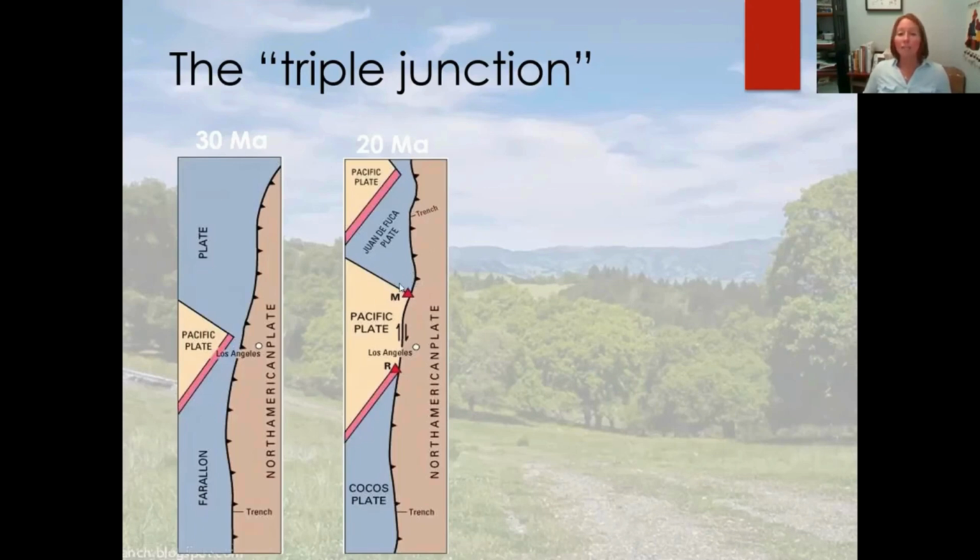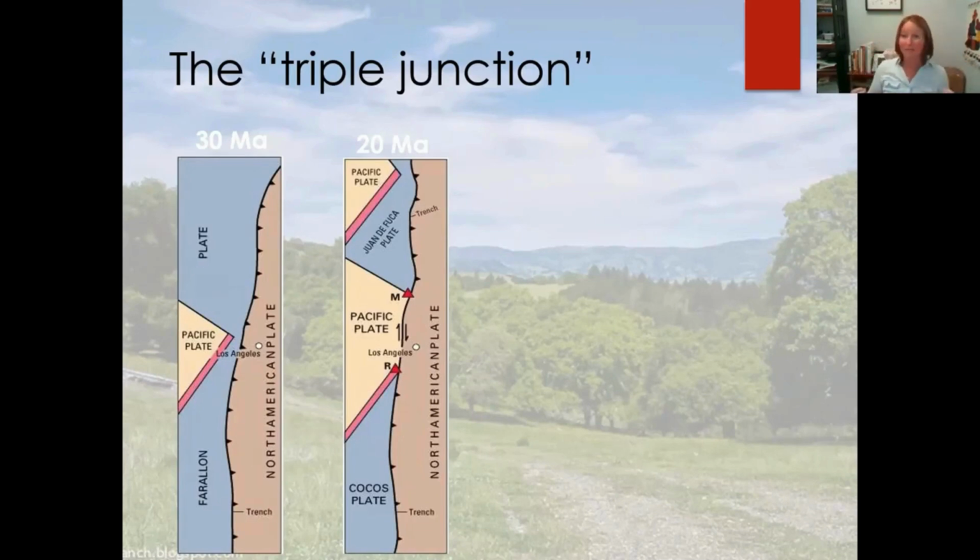We have transform motion between the Juan de Fuca plate and the Pacific plate, and transform motion between the Pacific plate and the North American plate. So it's kind of weird. We have this thing where this part is still subducting, but this part is now sliding. And what we end up with is a little hole in the middle, right? Right here, there's a little hole.